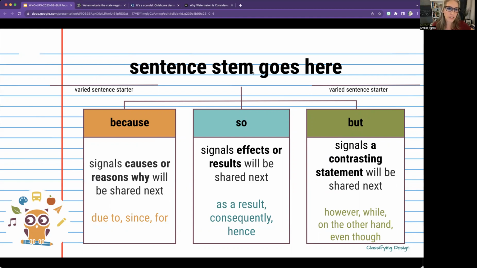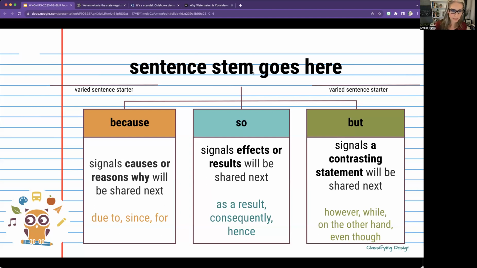And then you can see we've got these two parts that are called varied sentence starters. That's because we don't want students to start the sentence over and over with the same sentence stem. So when we use because, what does that signal, right? Transitional words are signals. They are bridges. They connect information and they signal the type of information that's coming over on the other side of the bridge. So because signals causes or reasons why, okay? And that's all that students really need to know about that word.